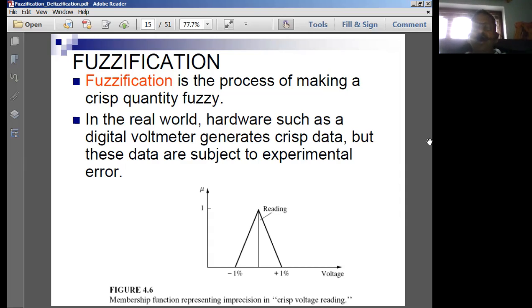So put together, this digital speech processing system is first converting analog data into digital data, and then converting digital data into analog data. The same kind of thing happens in the case of fuzzy systems.